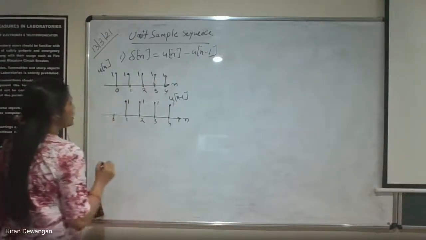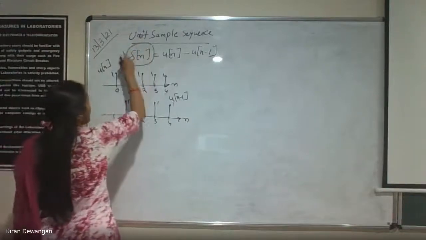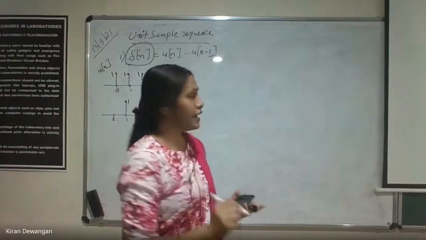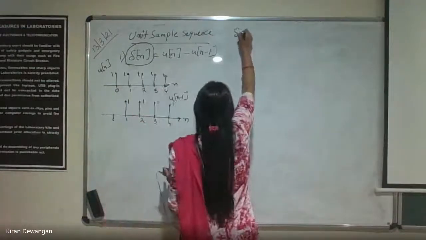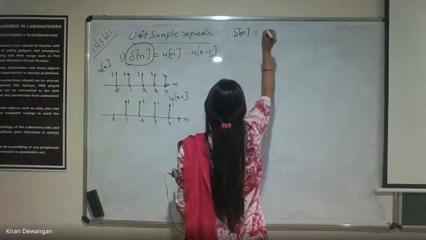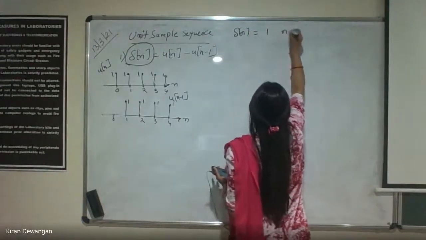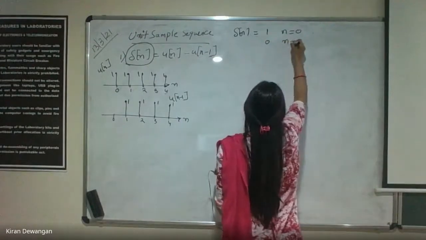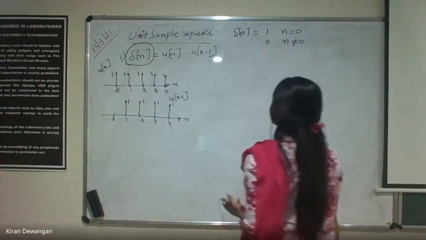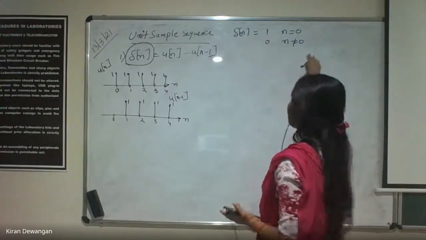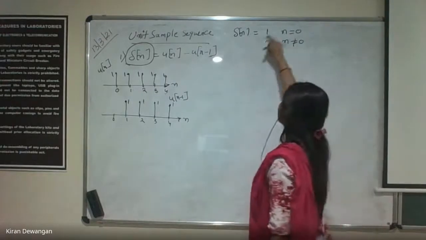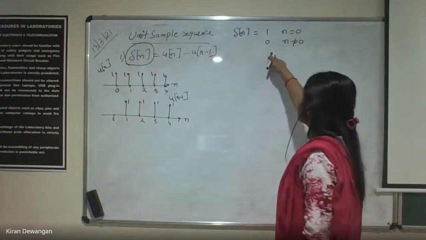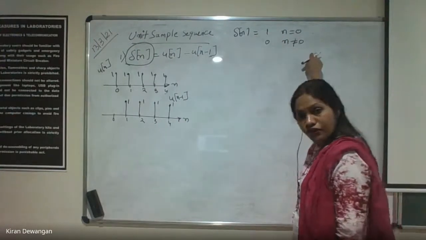Now we know that del of n exists only at n equals 0. If we define it, it is 1 for n equals 0 and 0 for n not equal to 0. This is how del of n is defined: it exists only at n equals 0 and the value is 1, and it is 0 for all non-zero values of n.